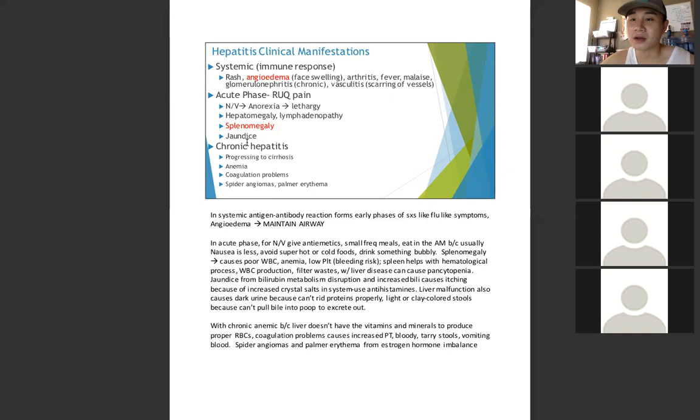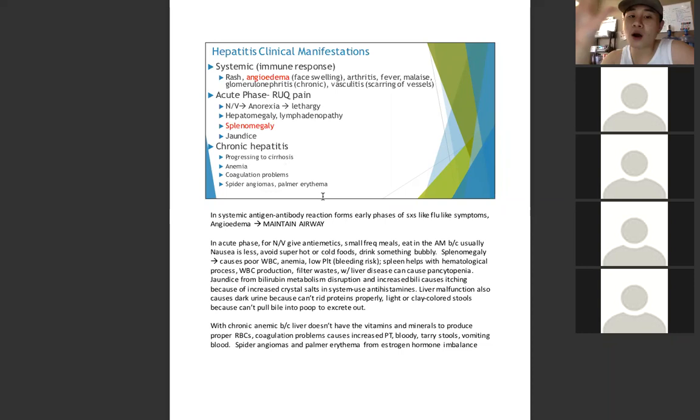and jaundice is yellowing of the eyeball and the skin. Chronic hepatitis: if the patient is not treated and the infection of the liver stays for a long time, it can progress to cirrhosis and eventually lead to a reduction in red blood cells and cause anemia. Coagulation problems lead to a lot of risk for bleeding. Spider angioma and palmar erythema: basically there are certain spots on the skin that look like a spider web, very red, and palmar erythema is like a red palm.